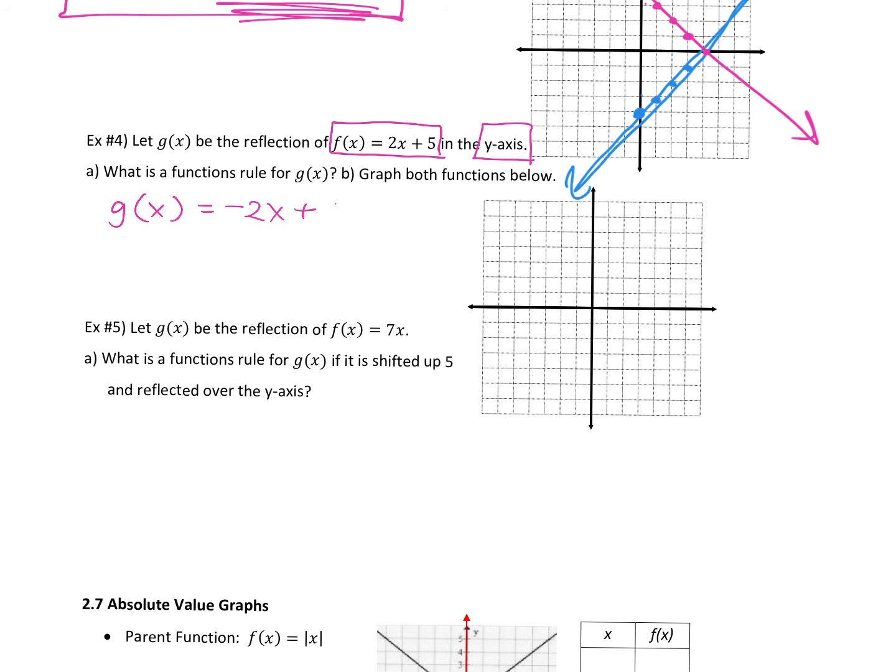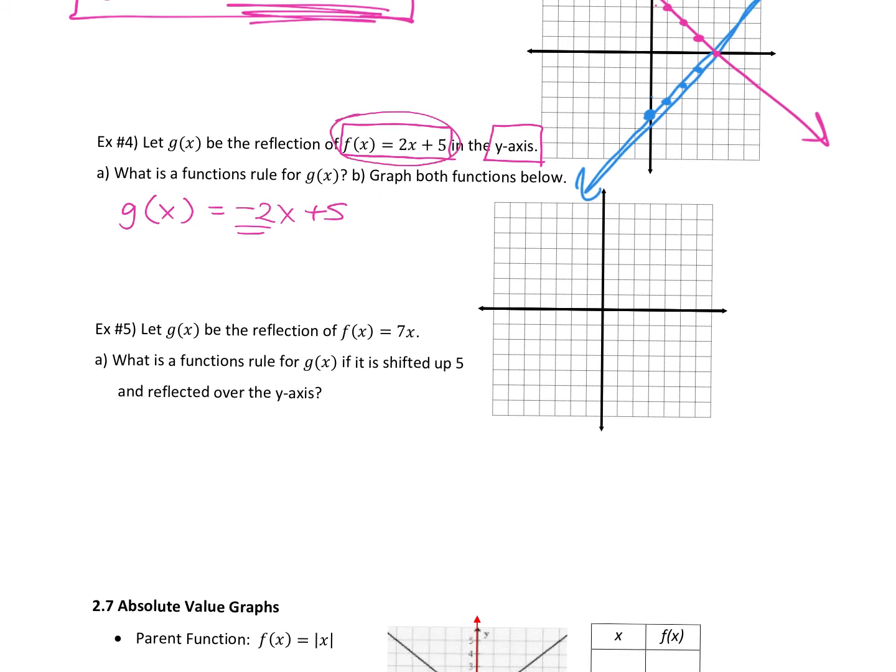That stays the same, right? The only thing that changes is your x value. So it's a negative 2x plus 5. Okay, so if we graph this first one, I'll do it in blue. Up 5, 1, 2, 3, 4, 5. And then with a slope of 2, we're going up 2 to the right 1. Okay, so that's our starting graph.